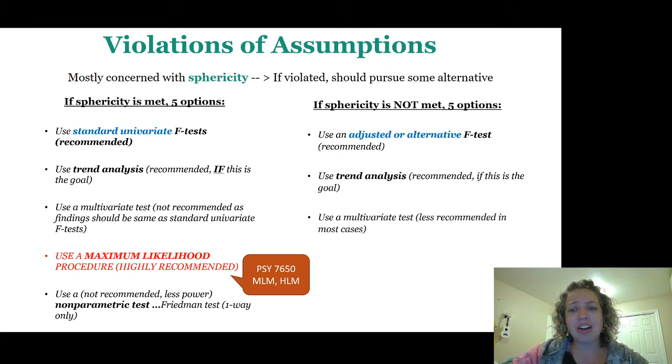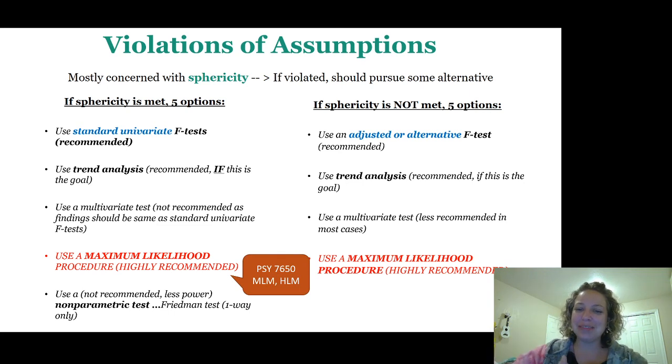Multivariate tests, again, are less recommended in most cases. The MANOVAs we wouldn't suggest. But maximum likelihood, multi-level model, they are great. Even if you violated homogeneity of variance, even if you violated sphericity, multi-level models, these maximum likelihood mixed effects models, are a lot more flexible. There's no sphericity assumption, there's no homogeneity of variance, there's no equally spaced assumption, there's no balance assumption. They have very, very few assumptions compared to the ANOVA.